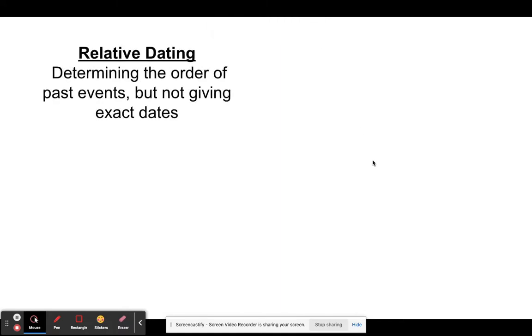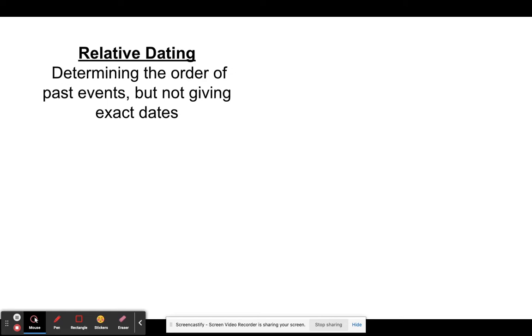All right, so this lesson is on geologic time and how we can put a date on rocks. How do we actually know how long ago something happened? Well, there's really two different ways that we can determine how long ago something happened. We can put a relative age on it, or we can use relative dating.